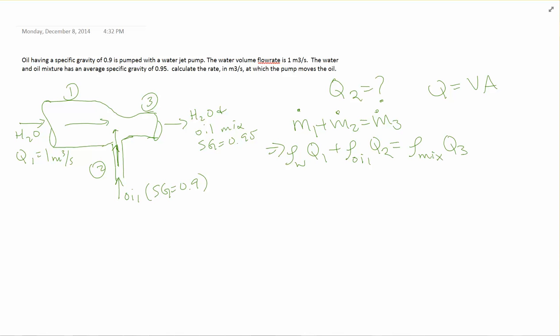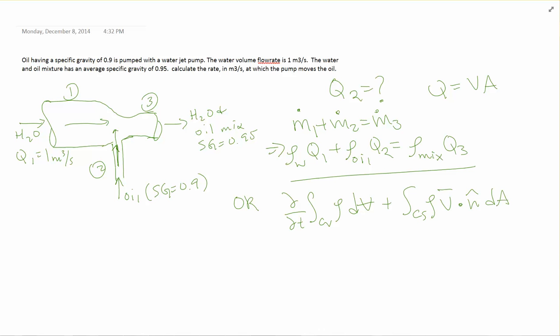So if you knew to use this equation, you could use that one, or you could use the long conservation of mass equation with the integrals, and we'll go through that now and show you that you get the same thing. If you remember, for conservation of mass, we have the partial with respect to t of the integral over the control volume of rho d volume, plus the integral over the control surface of rho times the velocity vector dotted with n times dA.